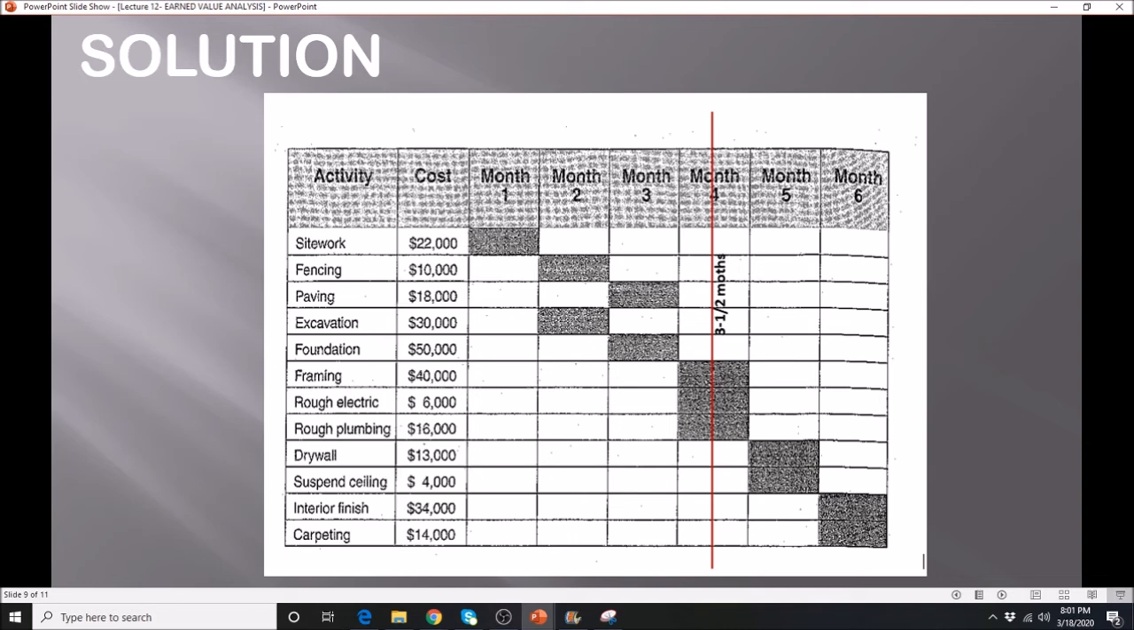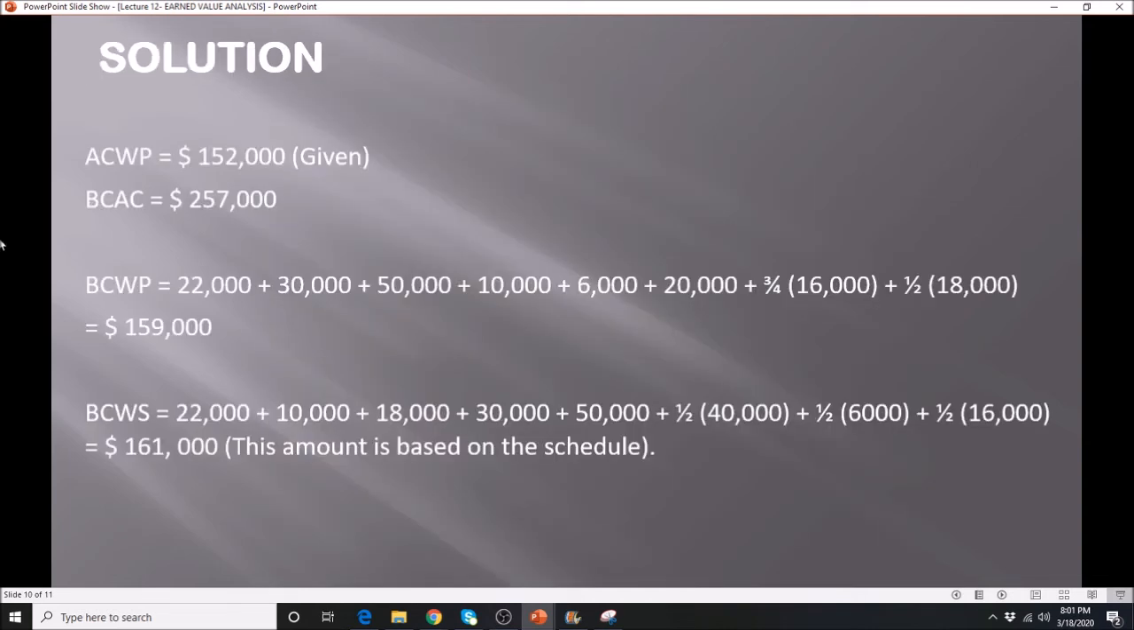All right, let's take a look at how we calculate them. Of course, we have the given value, which is 152,000. That's on the given condition. That is what we call the actual cost of work performed. That is the recorded cost that we have put into the logbook. And then we have another given, the 257,000. That is the budgeted cost at completion. It is indicated in the problem.